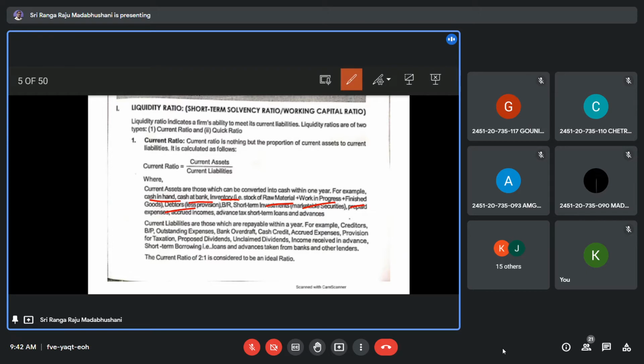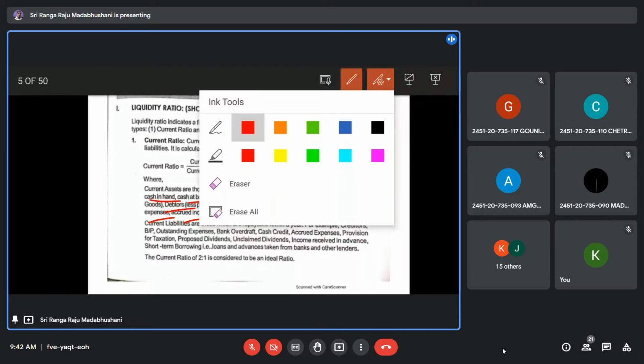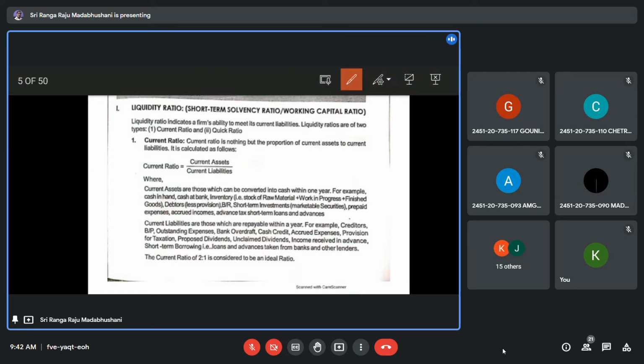Then bills receivable, short-term investments, so investment in shares and securities, and expenses paid in advance, prepaid expenses. Then income to be received, earned but not received, accrued income, advance tax, and short-term loans and advances, if any, we had given, are some examples of current assets. So in the balance sheet, asset side, if we find all these things, that should be considered for current assets. By adding all those, we will arrive at current assets.